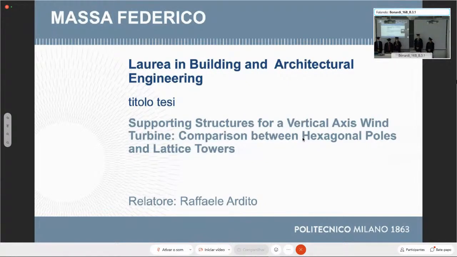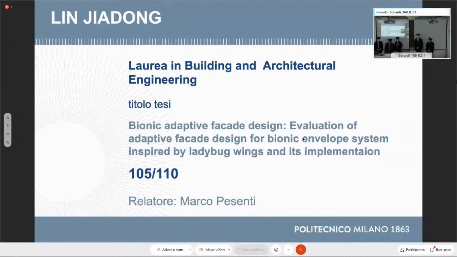Federico Massa, supporting structures for a vertical axis wind turbine, comparison between hexagonal poles and lattice towers. 109.